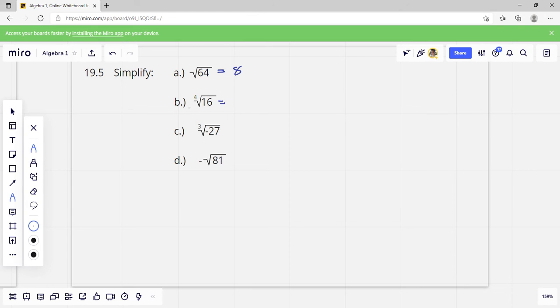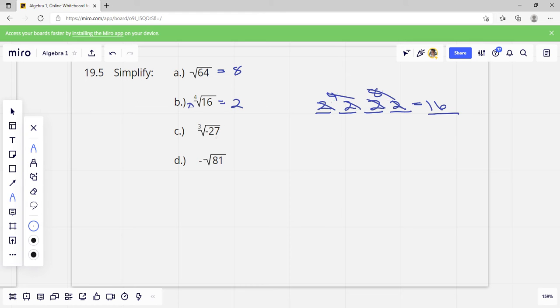This one wants the fourth root of 16. So that means I need a number that when I multiply 1, 2, 3, 4 times the same number, I get 16. Let's say we did 2. 2 times 2 is 4. 4 times 2 is 8. 8 times 2 is 16. So that is correct. So this one is 2.